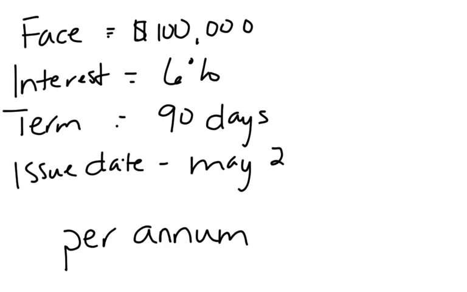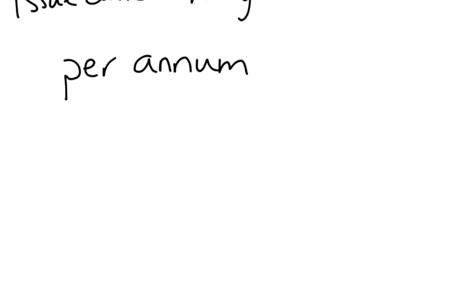But that's not going to be the case for this example because the term is not for a full year. It's only for 90 days. So anytime you're dealing with interest, you need to deal with an interest equation, which is P times R times T.